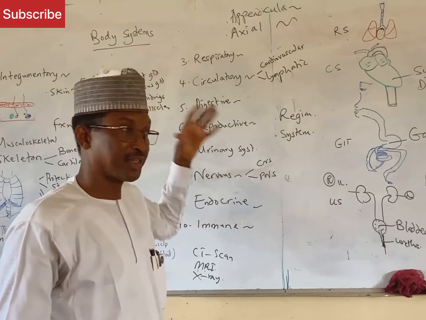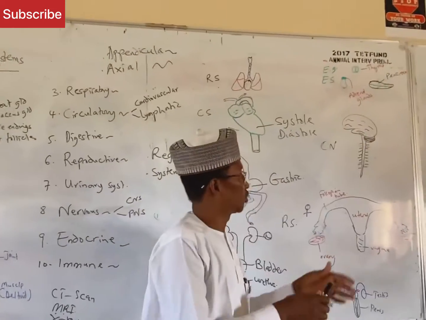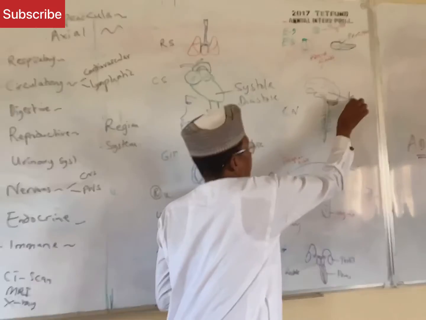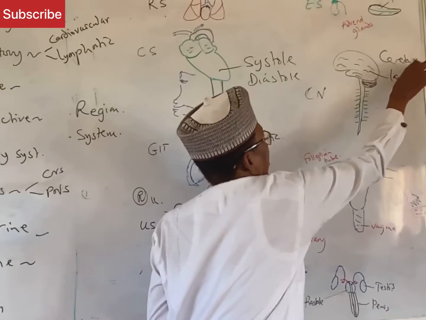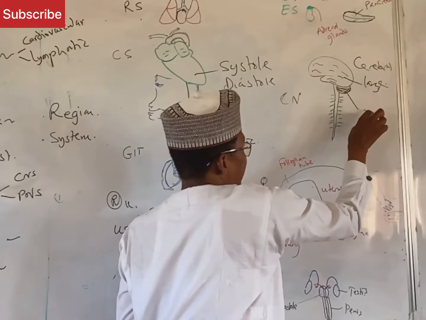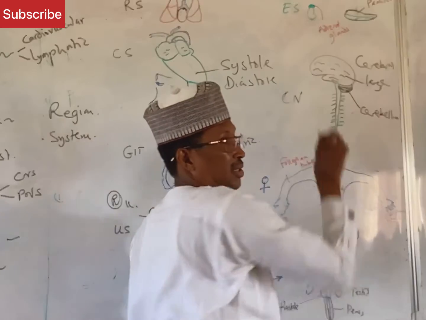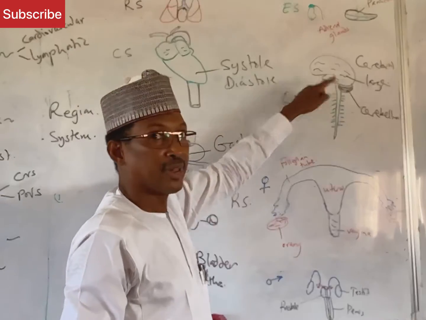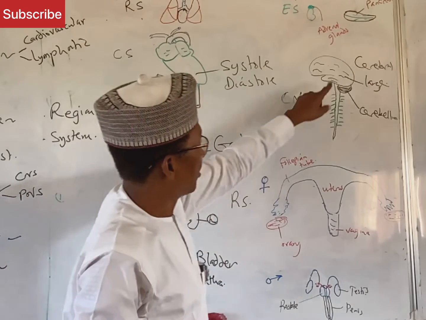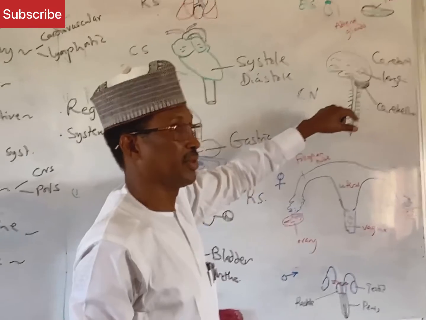The central nervous system is the brain, and the brain is divided into the large brain, known as the cerebral hemisphere, and the small brain, known as the cerebellum. So we have the large brain, the small brain, and then the spinal cord. That spinal cord has branches.